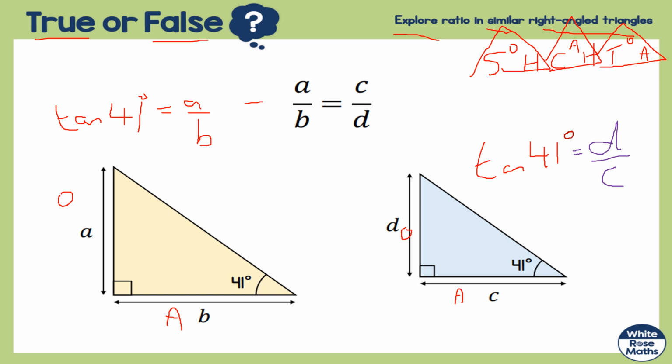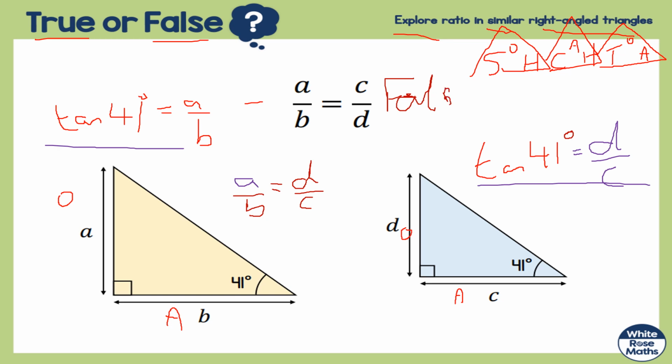Now, if you compare these two equations, A over B is equal to D over C. So that would be the correct ratio between these two triangles. So this is actually false. It should be A over B equals D over C and not C over D.